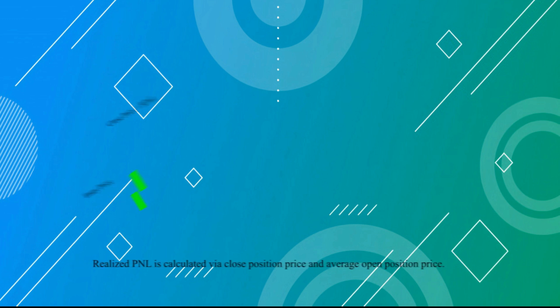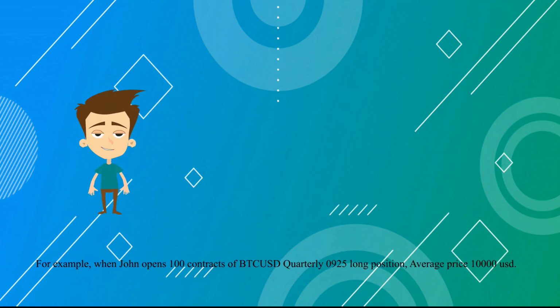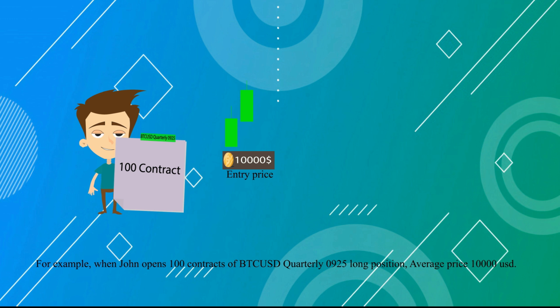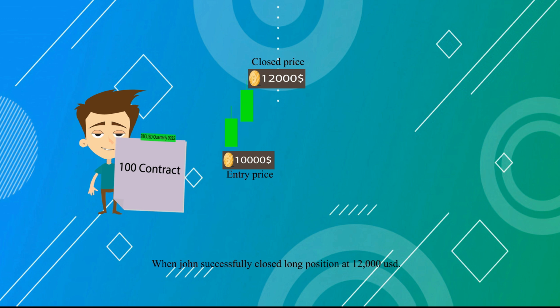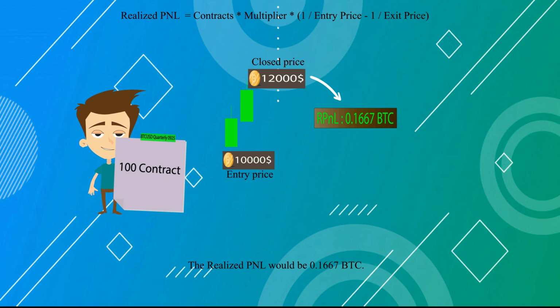Conversely, realized P&L is calculated via close position price and average open position price. For example, John opens 100 contracts of BTC USD Quarterly 0925 long position, average price 10,000 USD. When John successfully closes the long position at 12,000 USD, the realized P&L would be 0.1667 BTC.